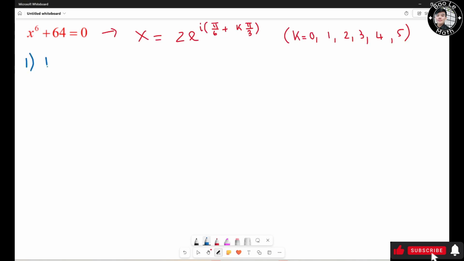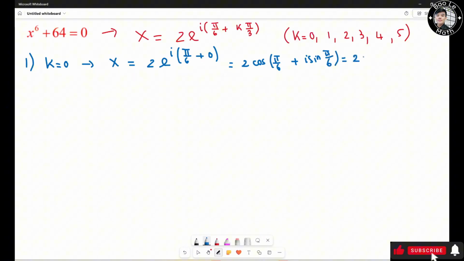Now, for the solutions, if k equals 0, you substitute 0 for k into this. So we have S equals 2 times e to the i of pi over 6 plus 0, right? And this is the same thing as 2 times cosine of pi over 6 plus i sine pi over 6. Cosine pi over 6 is root 3 over 2, and sine pi over 6 equals 1/2, so you have root 3 over 2 plus 1/2 i. Now you distribute 2, so the answer must be root 3 plus i, right?